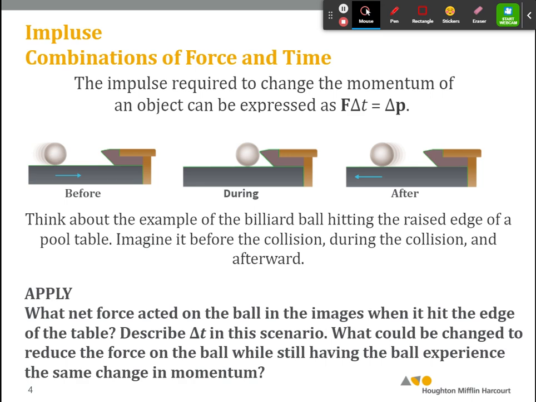The delta T is that very short period of time where the ball is in contact with the cushion, and where the cushion is compressing and then expanding back out, pushing the ball away.